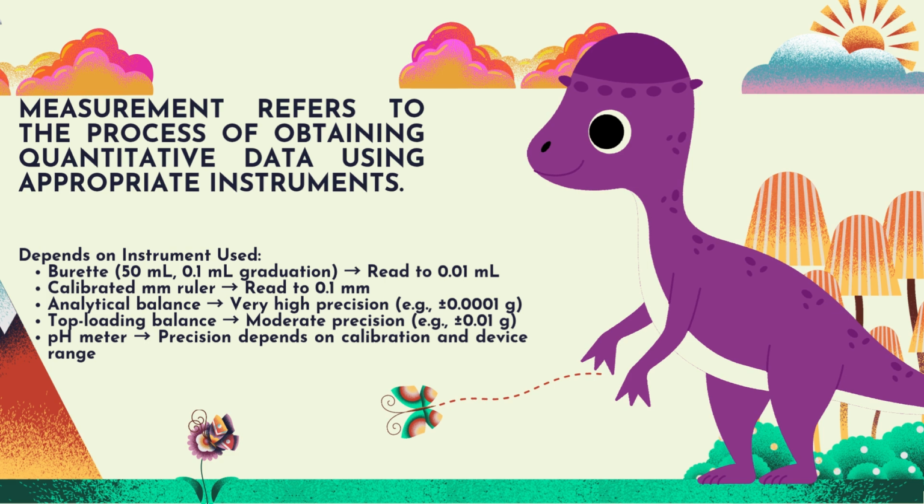High-precision devices, such as analytical balances, resolve to about 0.0001 gram, whereas top-loading balances typically resolve to 0.01 gram. Digital pH meters have their own resolution, controlled by proper calibration.